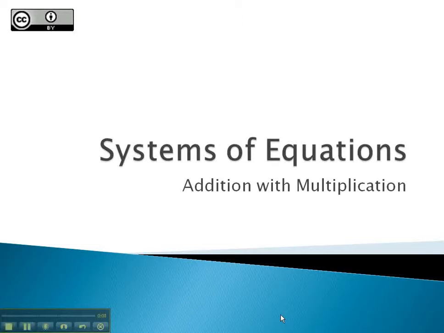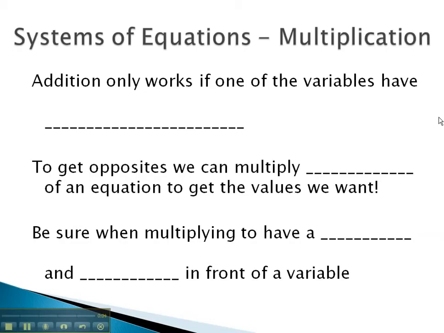In this video, we will look at using the addition method when we don't have the opposites that subtract out. Addition only works if one of the variables has opposite numbers or opposite coefficients. So that means we may have to get opposites. And to do so, we can multiply both sides of an equation to get the value we want.